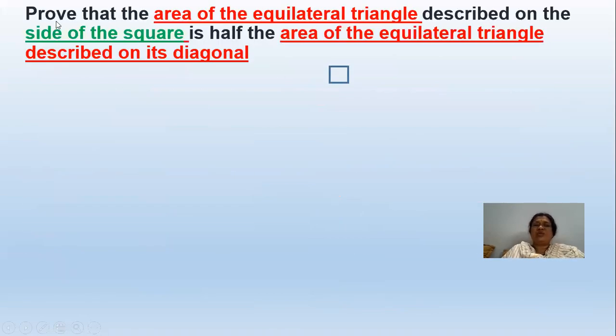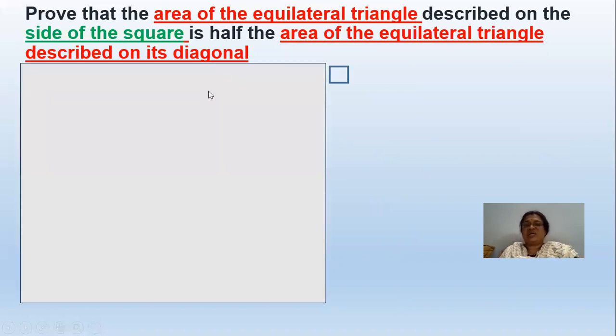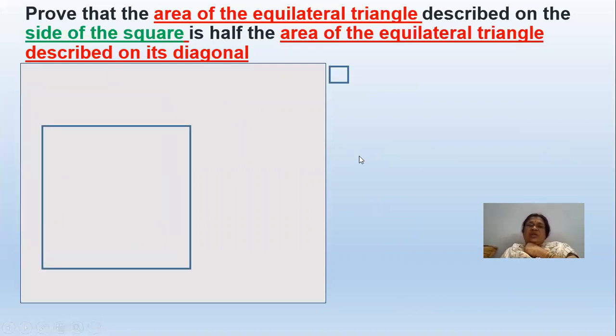See this one: prove that the area of an equilateral triangle described on the side of a square is half of the area of the equilateral triangle described on its diagonal. I highlighted some of the sentences here. So we have to take the side of a square. In this diagram, this is nothing but a square. And this is a diagonal of the square.